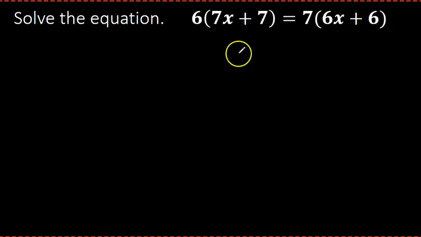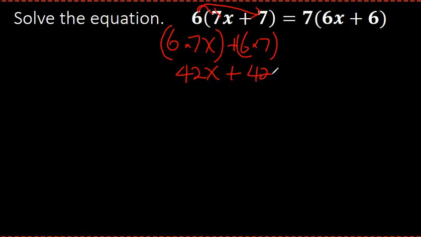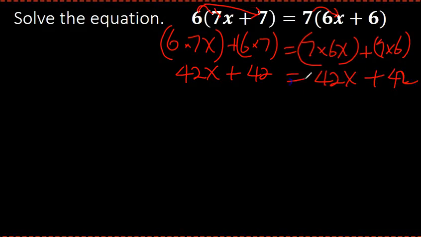All right, last one. Solve the equation first again, and then decide whether it has one solution, no solution, or infinitely many solutions. First of all, we need to simplify each side. We're going to distribute: 6 times 7x is 42x, plus 6 times 7 is 42. That's in simplest form. About the other side, the same thing: distribute 7 times 6x plus 7 times 6. It looks like we get the same thing. So you see 42x plus 42 equals 42x plus 42. They are exactly the same, they are equivalent.